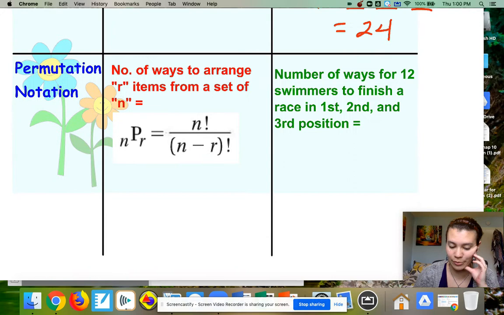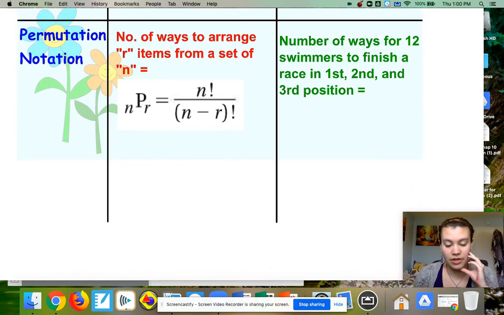So permutation notation. This shows you the number of ways to arrange r items from a set of n. So say you have 10 people and you want to pick 5. n is your set, your total number, that would be your 10. r would be the 5 people you want.